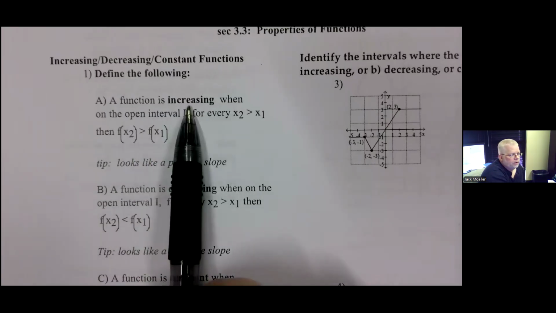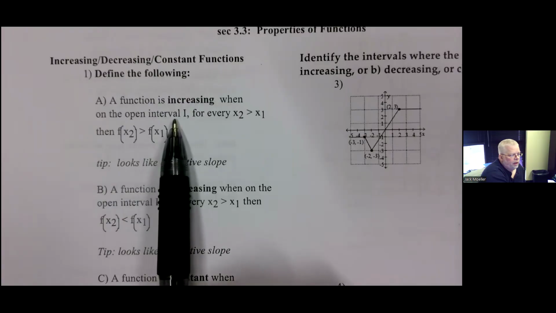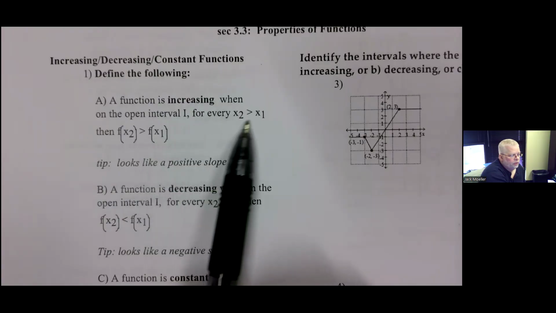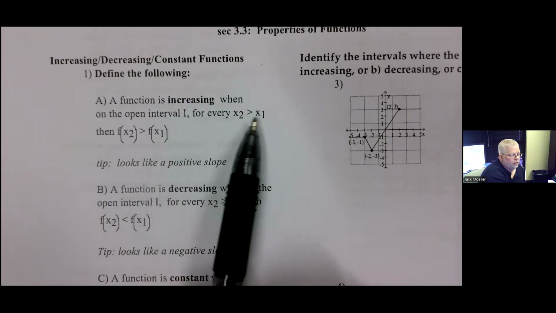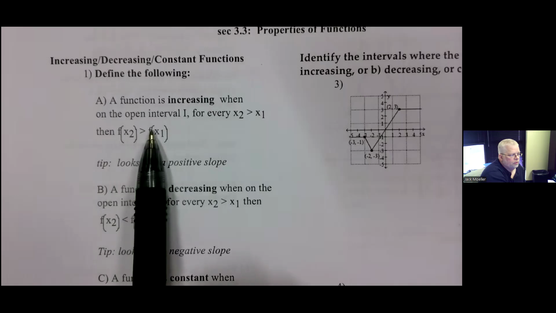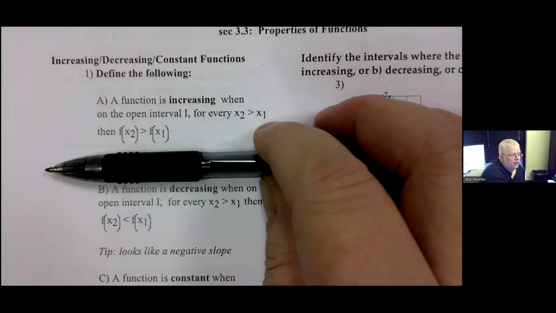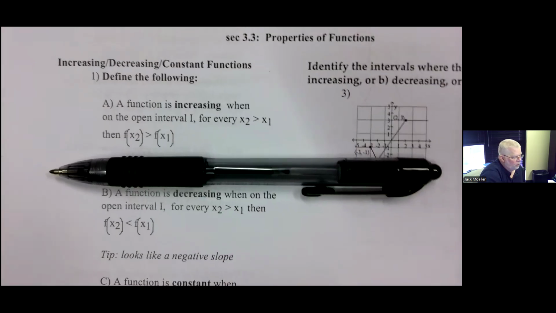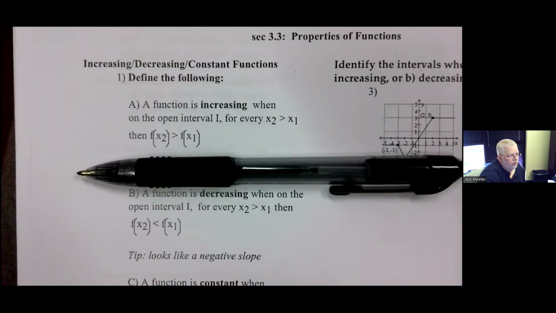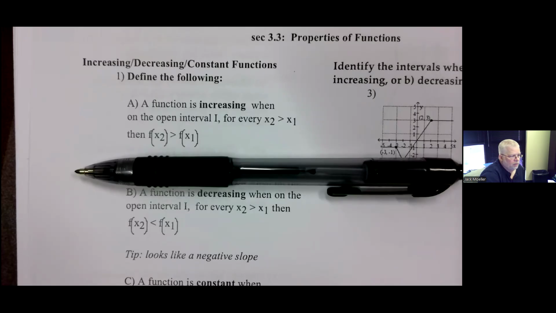All right, so a function is increasing on the open interval I when for every x2, and those are subscripts, greater than x1, then f of x2 is greater than f of x1. I want to hide the hint there. If you're going on to calculus, you're going to have to learn to read math statements like this. All right, so let's see what this means.